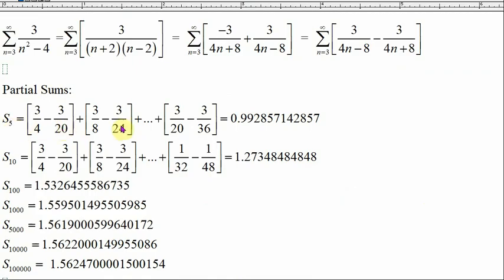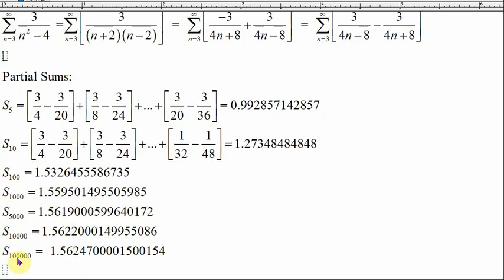This is the sum of the first 5 terms, which is 0.9928. Sum of the first 10 terms is 1.273484. Sum of the first 100 terms is 1.5326. Sum of the first 1,000 terms is 1.5595. Sum of the first 5,000 terms is 1.5619. Sum of the first 10,000 terms is 1.5622. And sum of the first 100,000 terms is 1.56247.